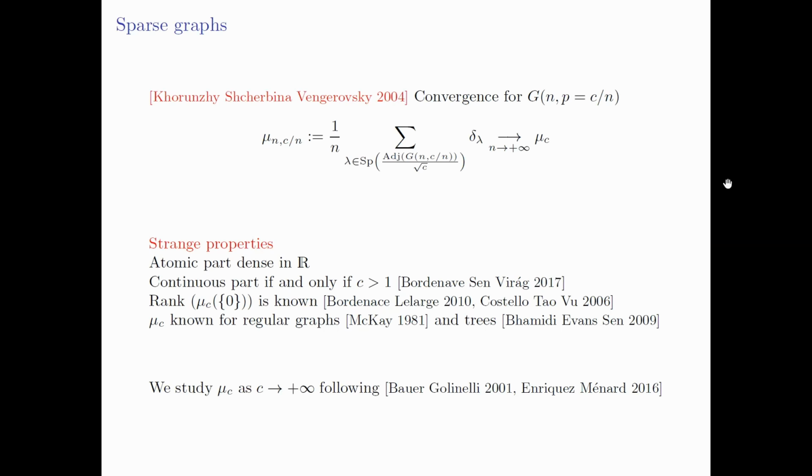So we follow the idea of Bauer and Golinelli and Enriquez and Ménard, and we try to add a few steps after them. And the idea is to look at the limit when n goes to infinity first, and then at what happens when c is large.